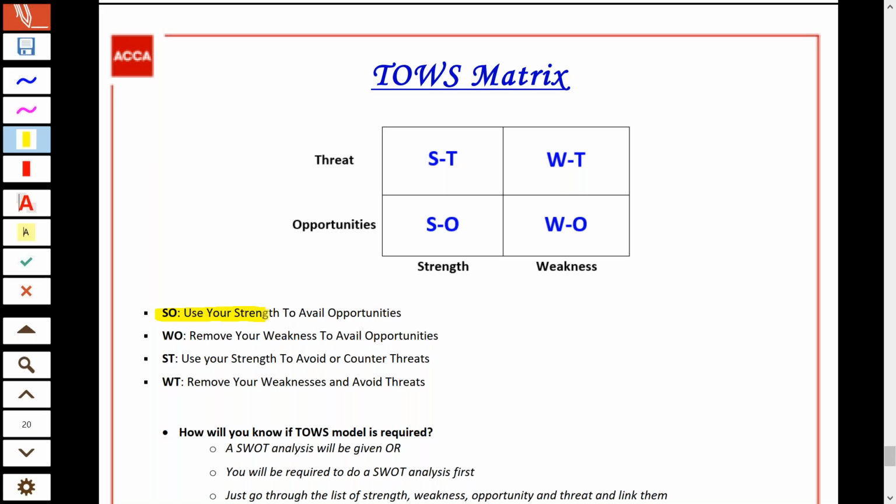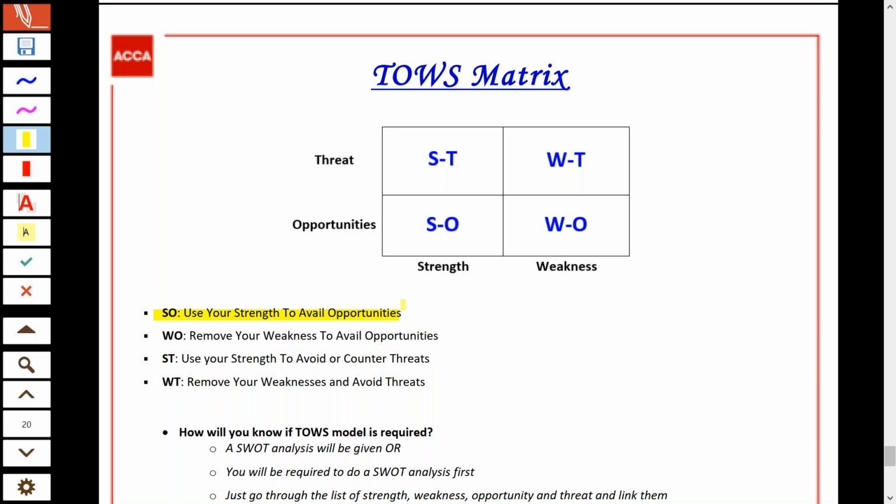SO means use your strength to avail opportunities. So I've got some strengths and there are certain opportunities in the market. For example, if I'm a good looking guy and there are some beautiful girls in my college, so there is one strength and there's an opportunity.